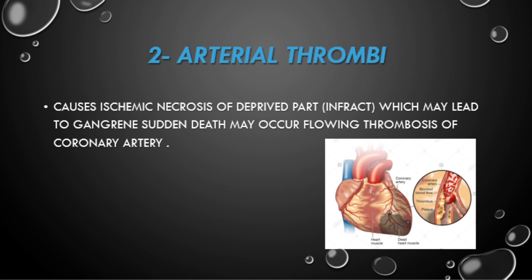First of all, what is ischemic necrosis? Ischemia means the lack of oxygen which causes necrosis, that is the death or damage to the cell or tissue. And this death in that particular tissue or cell will lead to gangrene. Now what is gangrene? It is a massive death of cell or tissue with putrefaction, that is degeneration of that tissue. So arterial thrombi will cause ischemic necrosis. It is also very fatal to life.